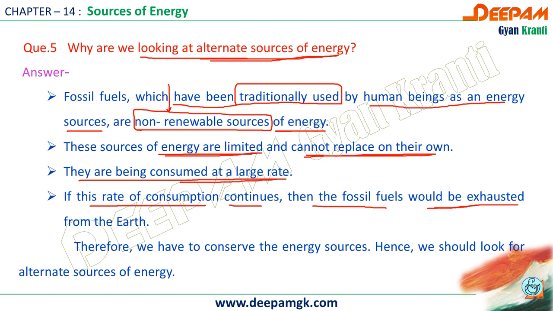If we keep using them at the same rate, it might be possible that in a few years the fossil fuels would be exhausted from the earth. And that is the biggest reason: if all the traditionally used sources of energy are exhausted from the earth, we have to conserve energy sources. Hence we should look for alternate sources of energy.